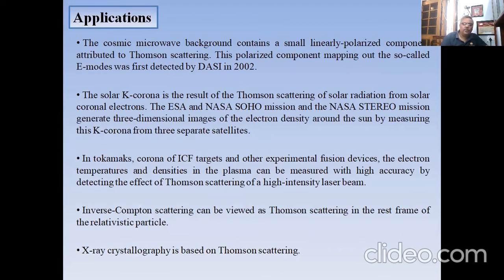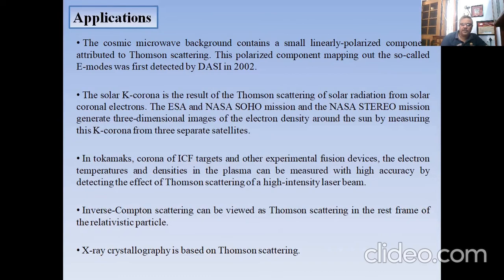The solar K corona is the result of the Thomson scattering of solar radiation from the coronal electrons. The NASA SOHO mission and the NASA STEREO mission generated three-dimensional images of the electron density around the Sun by measuring the corona. It is also applicable in tokamaks, the artificial nuclear fusion reactors that we are planning, and in the corona of the ICF targets and other experimental fusion devices.